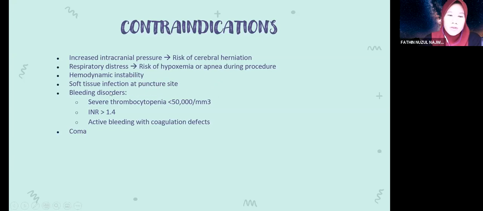Okay, the fifth contraindication would be bleeding disorders, and the patients that are categorized under this class are those who have a platelet level of less than 50,000 per millimeter cube, patients that have an INR of more than 1.4, patients with active bleeding and coagulation defect. Now, before proceeding to doing LP, we should first correct these bleeding disorders. Okay, now the last contraindication would be coma.